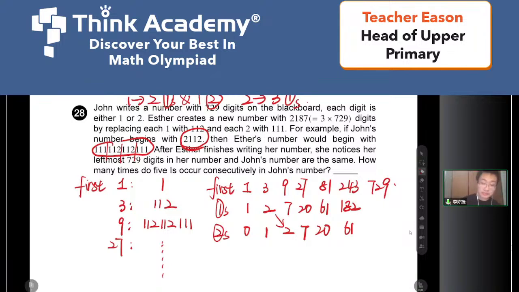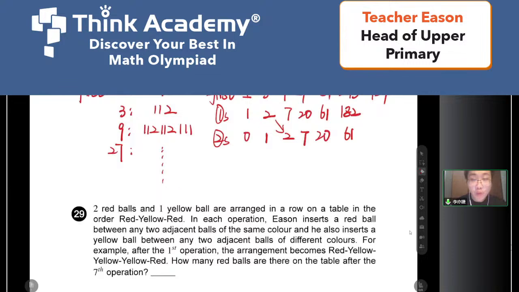But the question is asking about how 5 consecutive 1s occur in the first 729 digits. So how can we get 1, 1, 1, 1, 1? So we know that for any 1, it can be written as 1, 1, 2, and 2 will be written as 1, 1, 1. So if we want to see what?